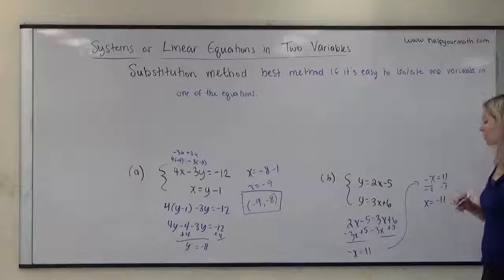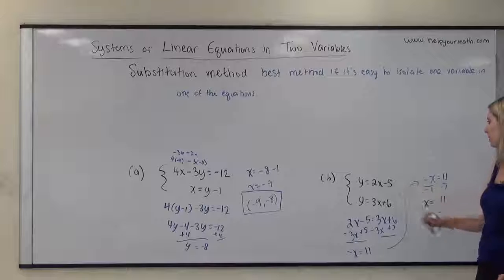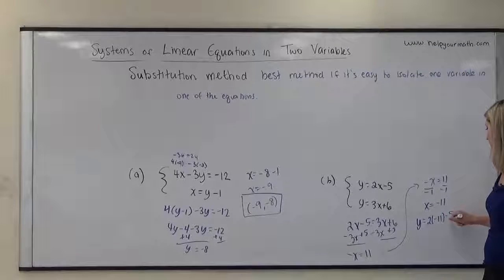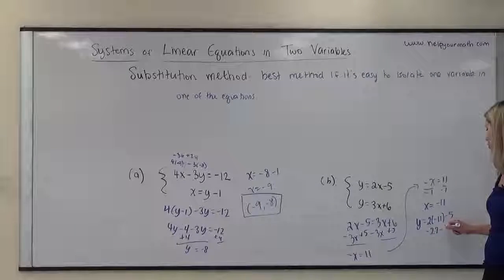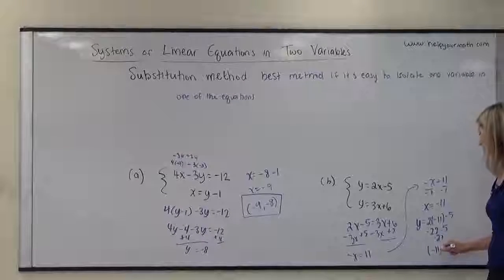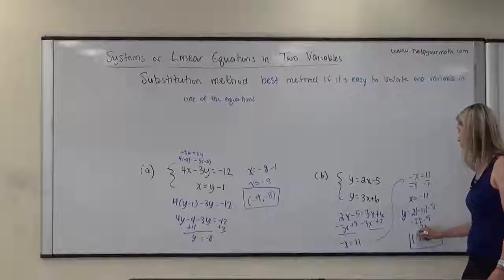Now we know the x coordinate of the solution. We need to plug it into one of the two equations. They're both pretty reasonable. I'm going to plug it into the top one. And so we're going to say that y equals 2 times negative 11 minus 5. That's negative 22 minus 5. That's negative 27. So I believe the solution to this system of equations is negative 11, negative 27.